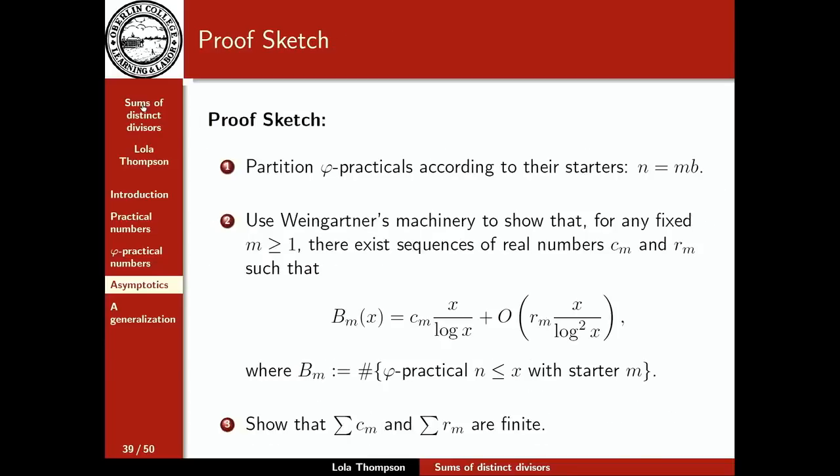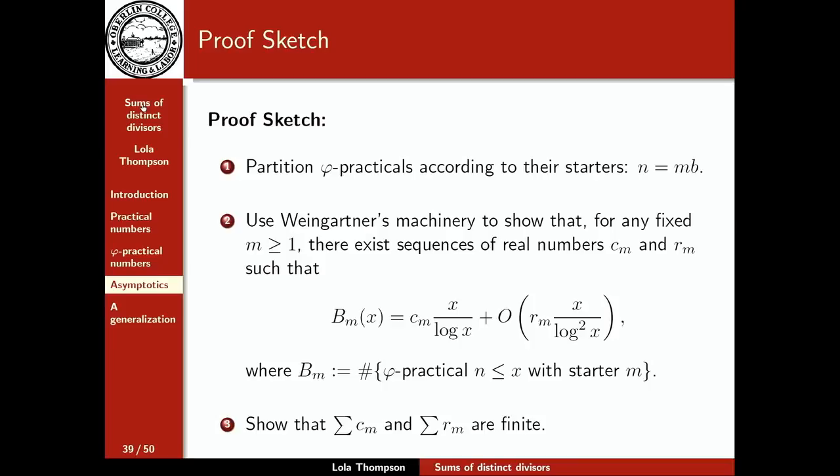So what we do in our argument is we partition the phi practical numbers according to their starters. So we write them all in terms of m times b, where m is the starter and b is the rest of the number. And it turns out that every phi practical number has a unique starter, so you can totally do this. And then we use Weingartner's machinery to show that for any fixed starter m, we can find sequences of real numbers c_m and r_m so that we can write this counting function b_m of x, which is the number of phi practicals up to x with starter m, in terms of this constant c_m times x over log x plus an error term that's not too large.